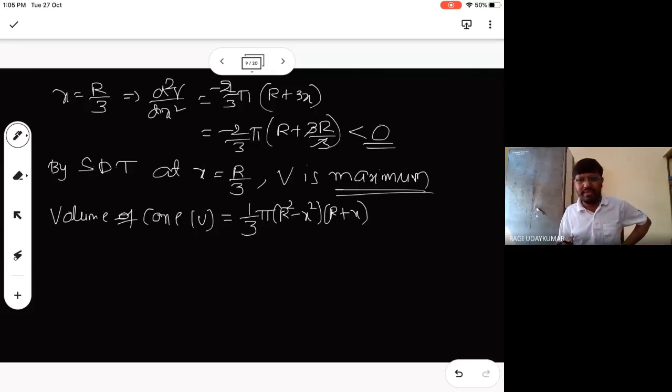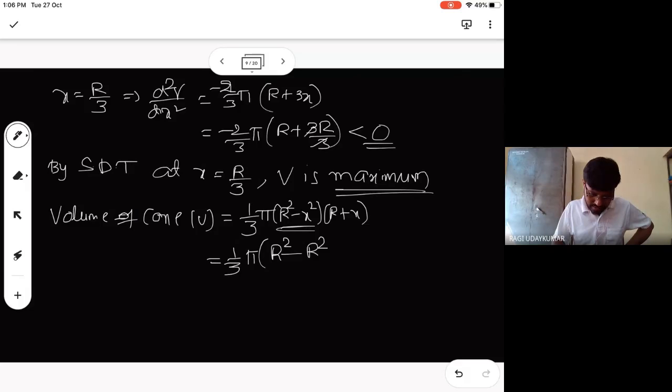This you can simplify in any way. Simplification can be done in different ways. You can write r plus x into r minus x, and then write the x value. You can write 3x in place of r, but do not write 3x in place of r; write r by 3 in place of x, because we need to express this completely in terms of capital R. So 1 by 3 pi capital R square minus x square, so r square by 9 into r plus r by 3. Simplify these values: 1 by 3 pi, 8 r square by 9 and 4r by 3.